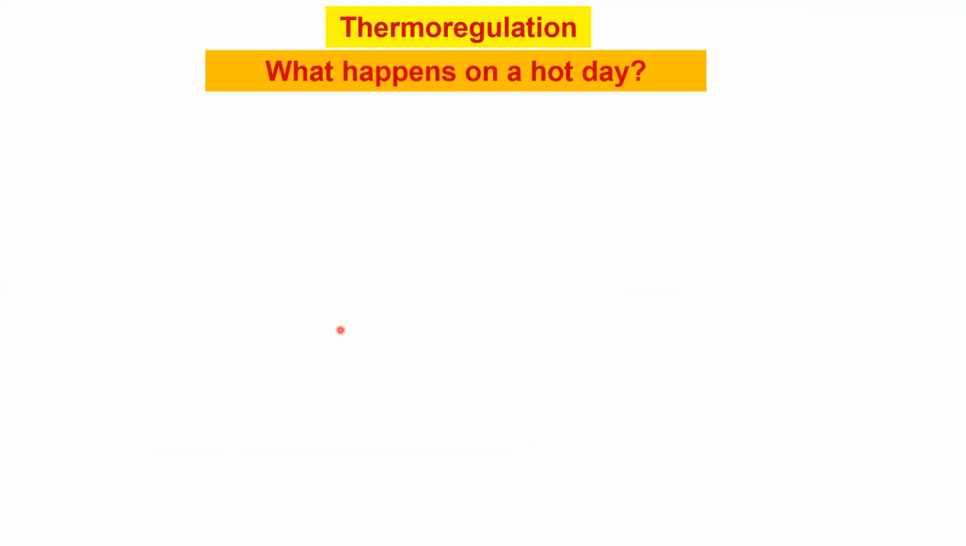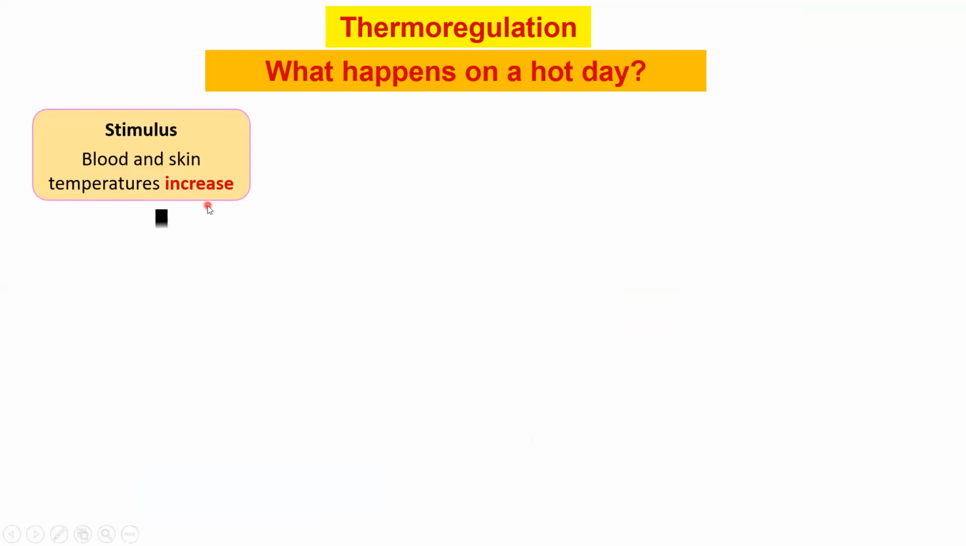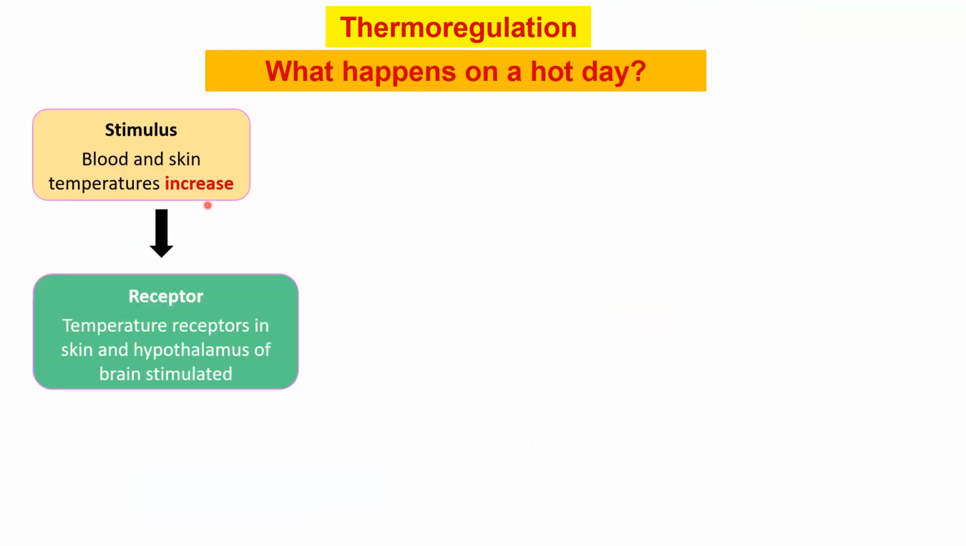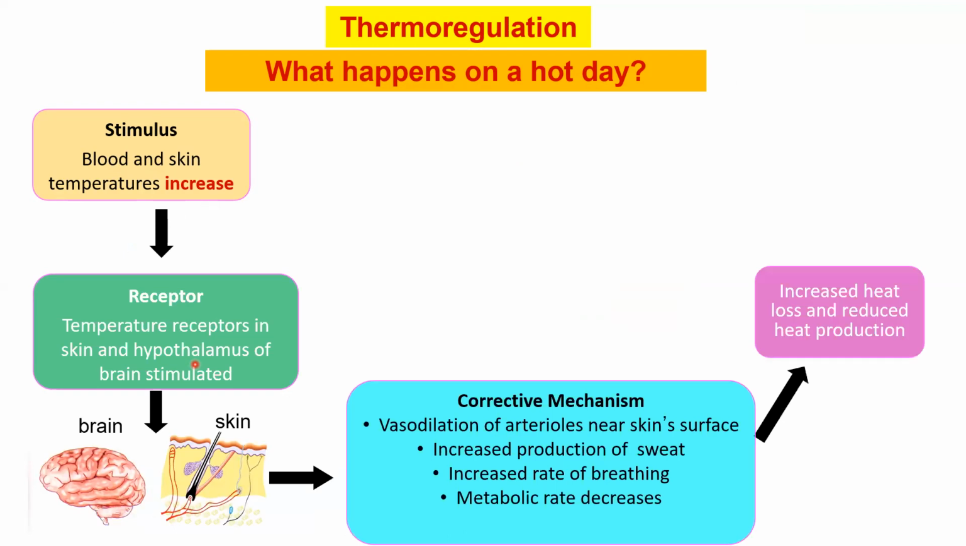Let's start. What happens on a hot day? The blood and the skin temperature will be rising, and the thermoreceptors in the skin and hypothalamus both will be stimulated. What will happen? Skin and brain, they are going to start a corrective mechanism. What is that? Vasodilation of the arterioles near the skin surface, increased production of sweat, increased rate of breathing, metabolic rate decreases, and these are going to increase heat loss and reduce heat production.